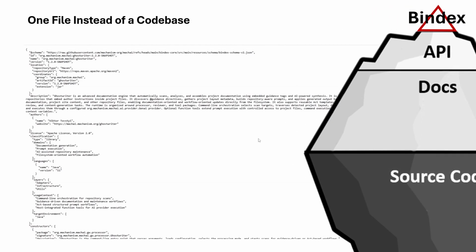The final value of Bindex is that it gives AI one compact starting point instead of forcing it to inspect an entire codebase. Each library gets a lightweight AI-ready contract. That contract can support semantic search: the AI can match a business need to the right library based on descriptions, classifications, features, and examples. It can support integration. The AI can understand how to initialize the library, which APIs to use, and what constraints apply.